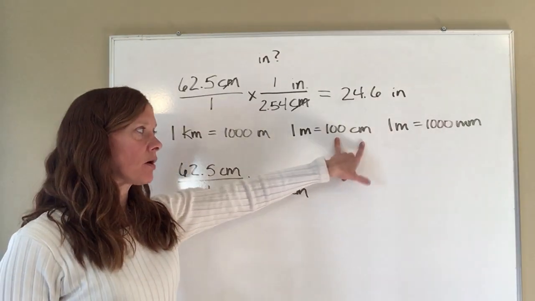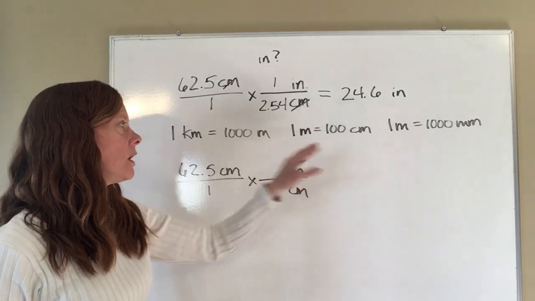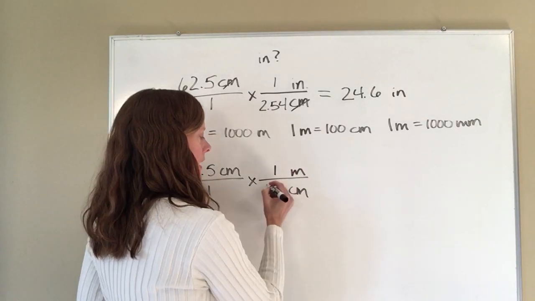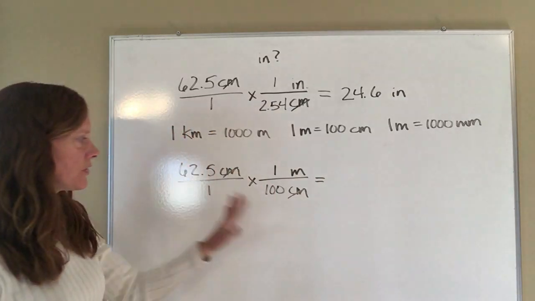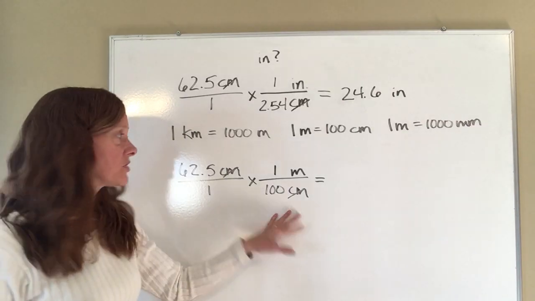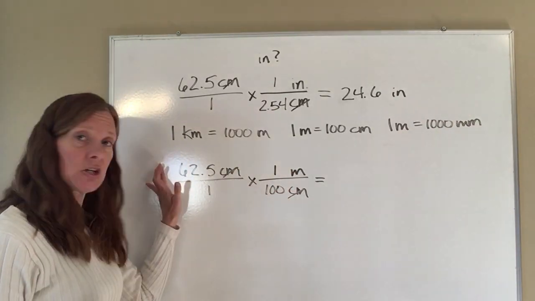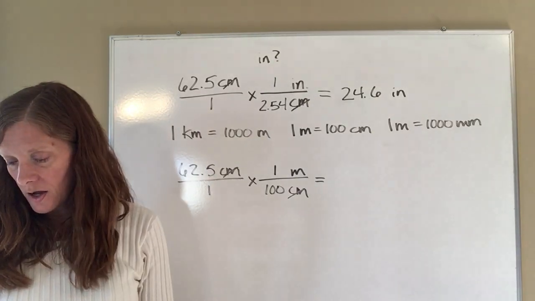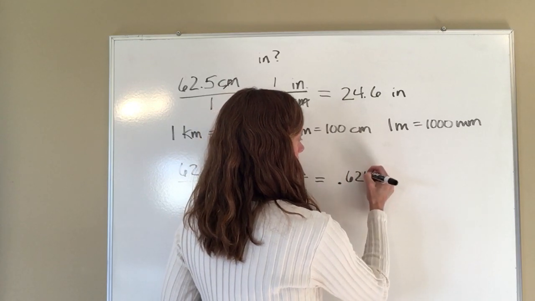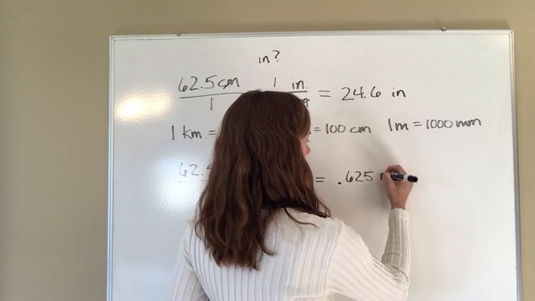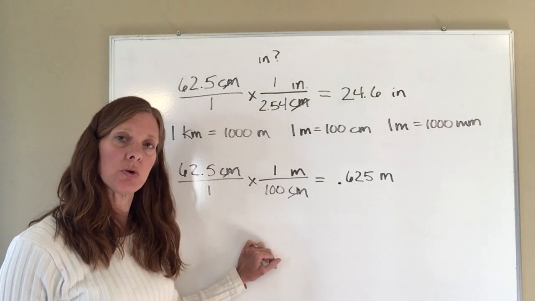And remember that these numbers have to stay glued to these units, otherwise you're not going to have a fraction that's equal to 1. So I have 1 meter and I have 100 centimeters. So these two guys will cancel. Anything that's on the bottom, you're going to be dividing. If it's on the top, you would be multiplying. So when you type it into your calculator, you're going to type in 62.5 divided by 100. And so your final answer is going to be 0.625 meters.